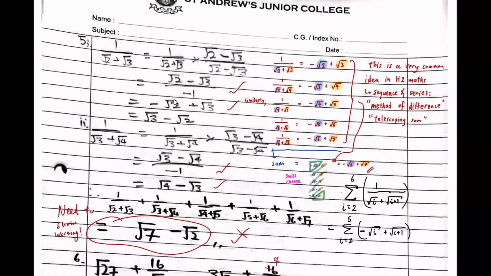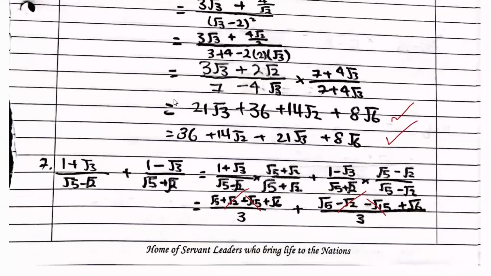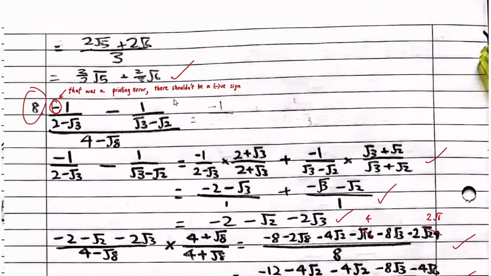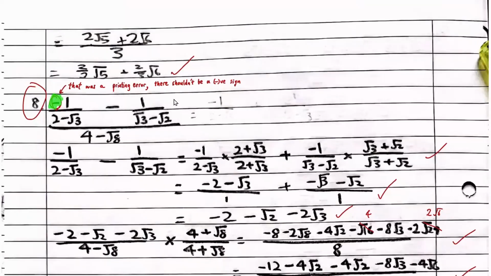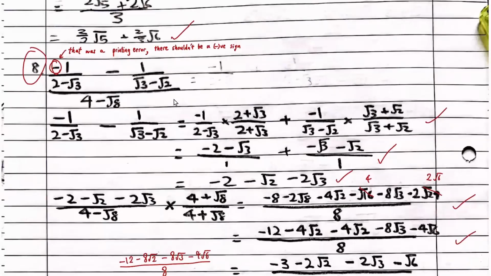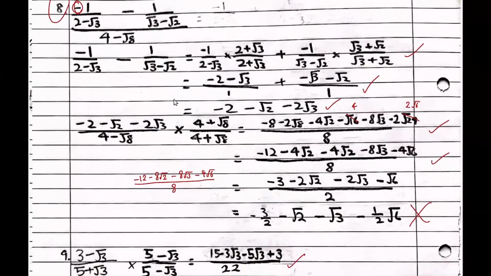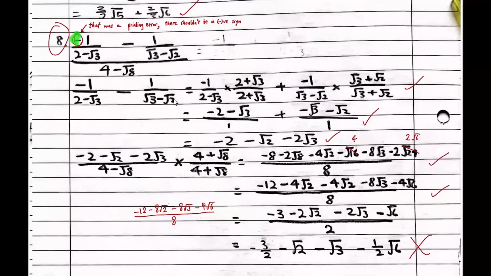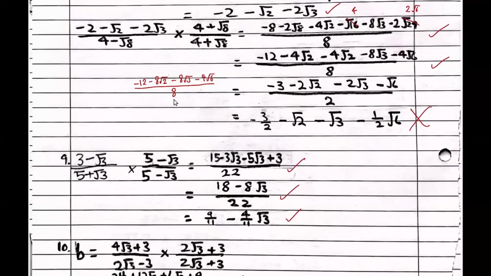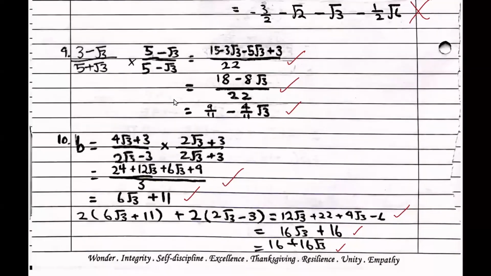Anything? Oh yeah, question 8. Sorry, this is a printing error. There shouldn't be a negative there. Okay, there wasn't a negative. I don't want to go through this. If I check your working, everything is fine now. It's just that you read it wrongly. Over here, it should be a positive. You can go and try again on your own. You know how to solve it.